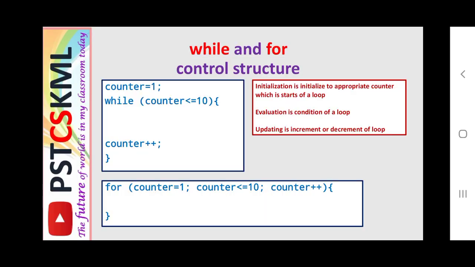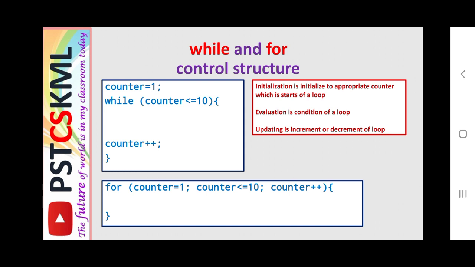Okay, now we go further to see the difference between while and for. Initialization is to initialize an appropriate counter which starts a loop. So for while we write counter equals 1, or you declare int counter equals 1. We consider that you have already declared it above. If you didn't declare an integer counter, you can write int counter equals 1 before it. While counter is less than or equal to 10, then we go for the left brace.